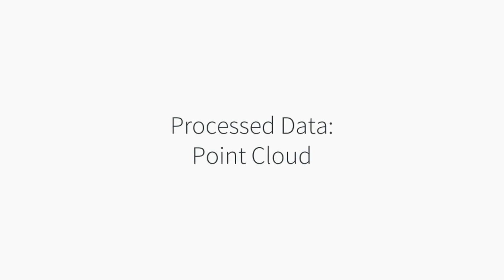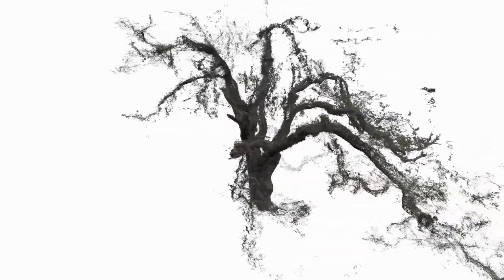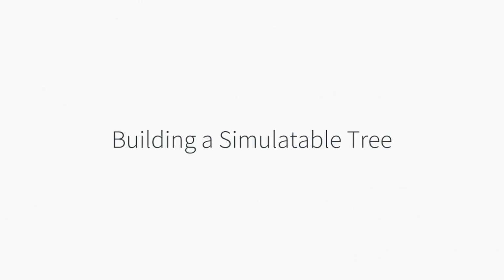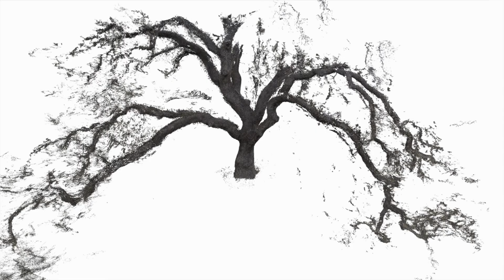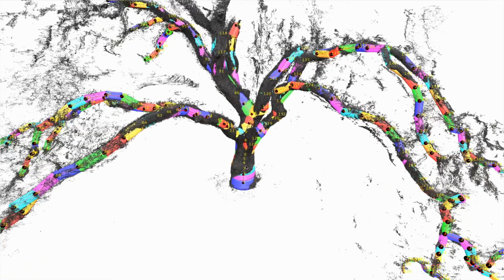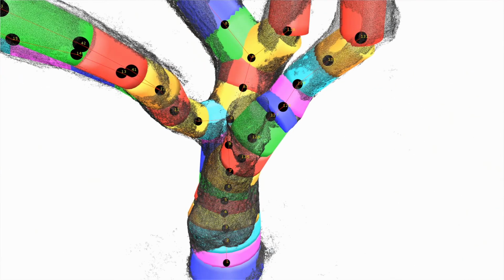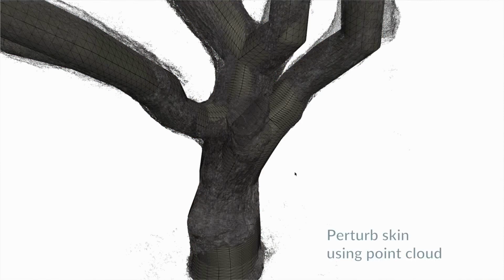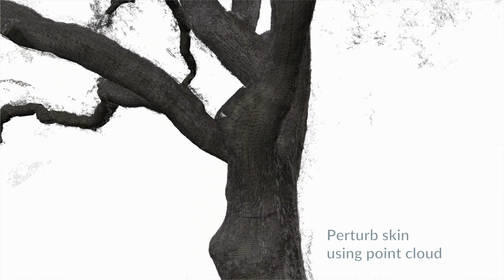Structure from motion and multi-view stereo techniques produce a point cloud that accurately captures some parts of the tree. We use this point cloud data as a reference to build a simulatable skin mesh. Starting with a generalized cylinder basis, we first create a skin mesh, which is perturbed with the point cloud data to gain additional geometric details.